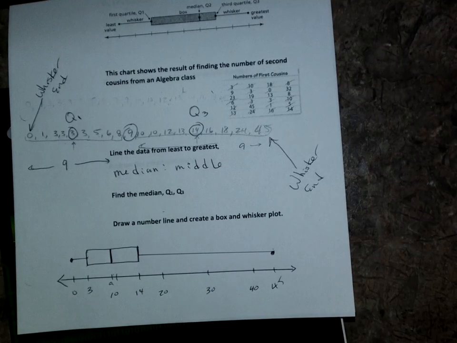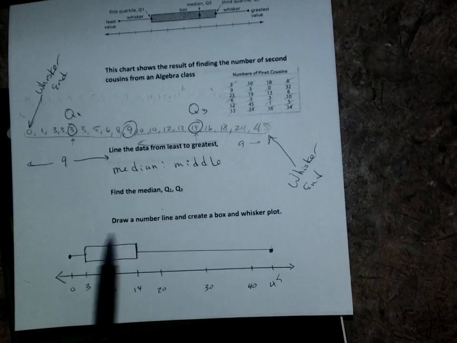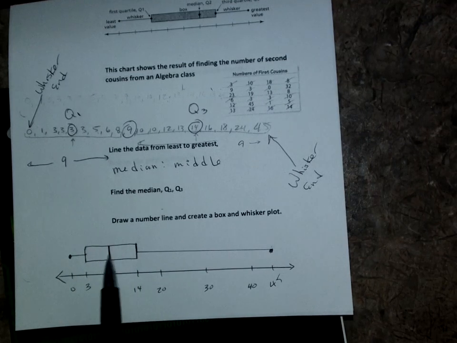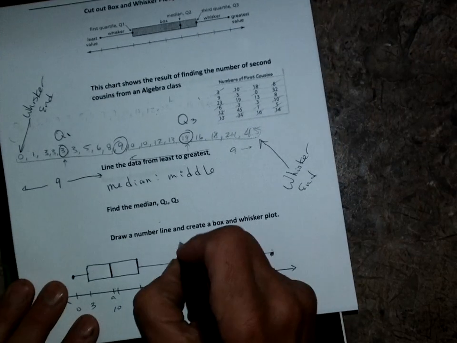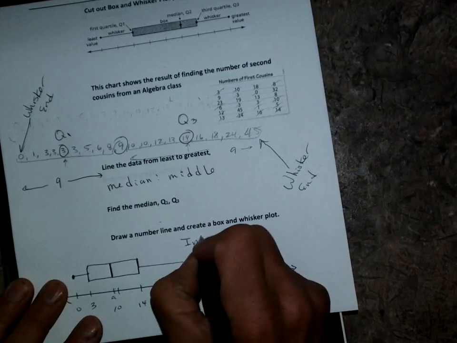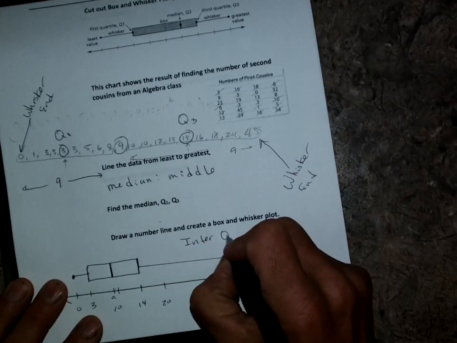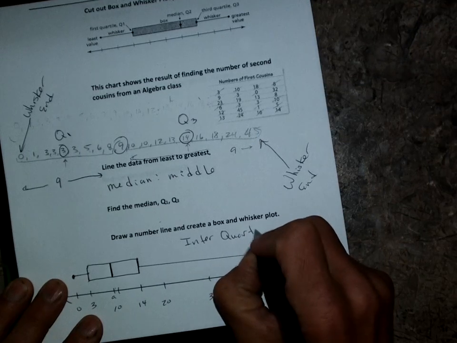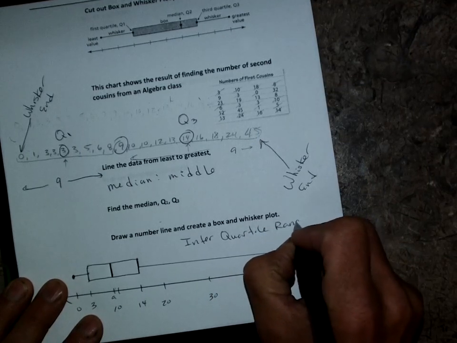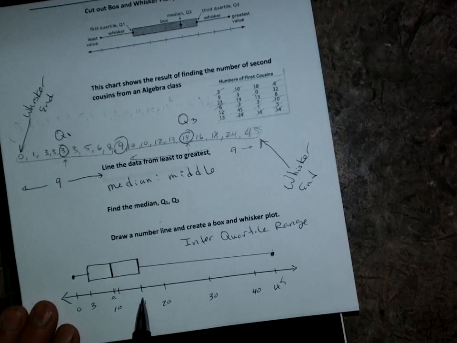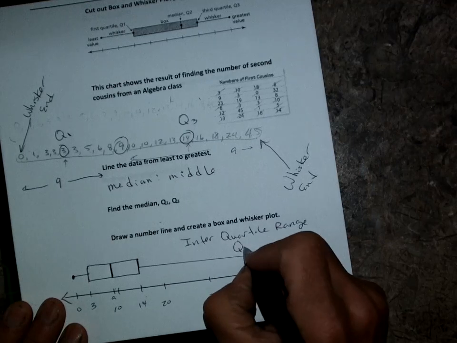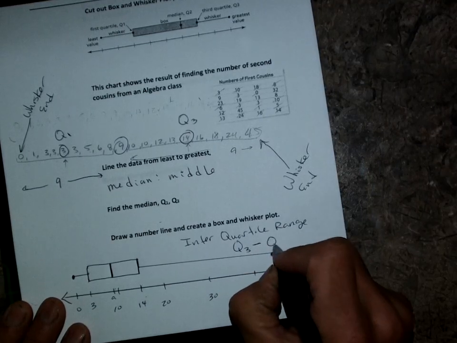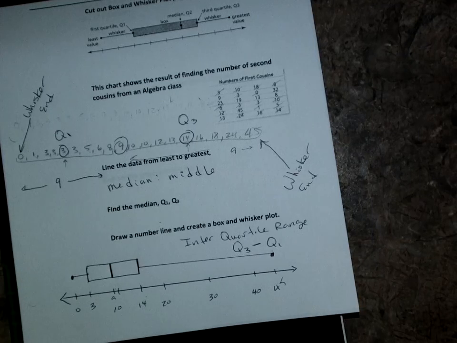I mean, big deal. Well, what it tells me is that most of my data is here, right? So most of my second cousins fall within 3 and 14, okay? Now that's my interquartile range. So my interquartile range is the spread between Q3 and Q1. It's Q3 minus Q1 is my interquartile range, okay?